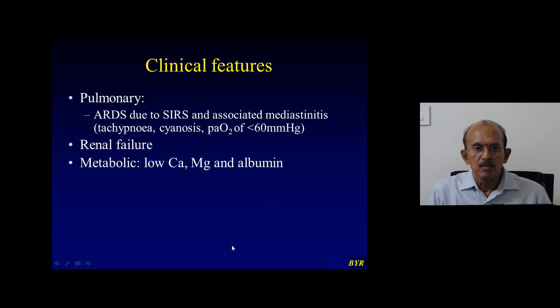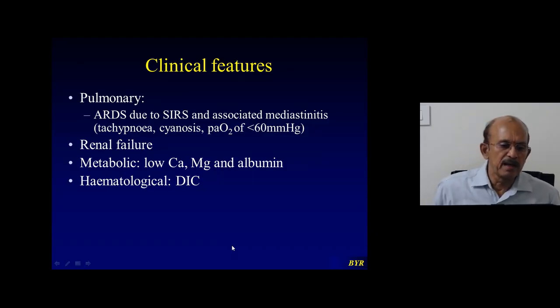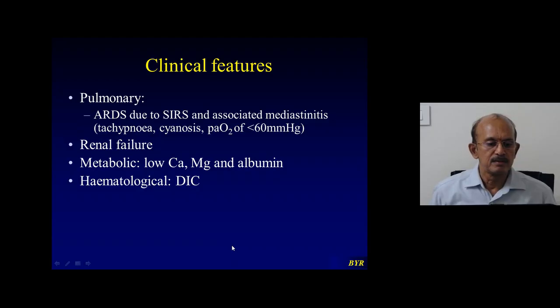There may be renal failure, low calcium, magnesium, and albumin. There may be features of disseminated intravascular coagulation. What is the clinical manifestation of disseminated intravascular coagulation? Why bleeding? Why is there bleeding or petechial hemorrhages in DIC?